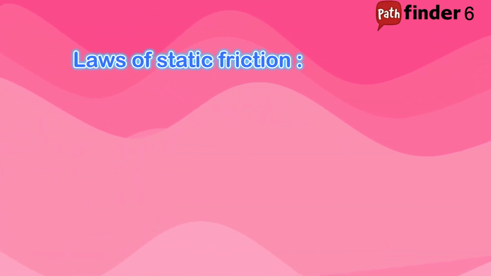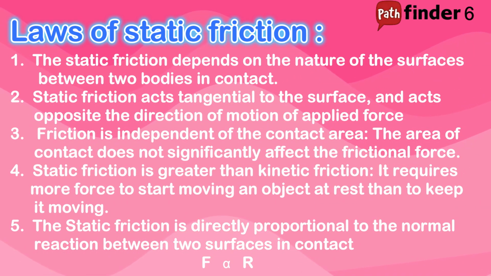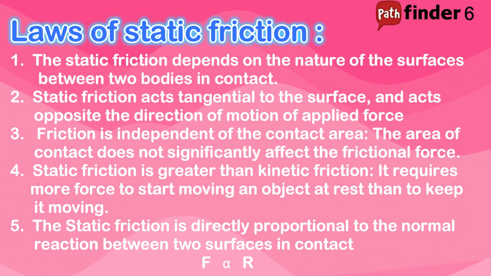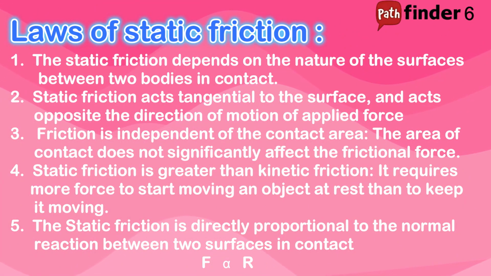Laws of static friction. 1. The static friction depends on the nature of the surfaces of the two bodies in contact. 2. Static friction acts tangential to the surface and acts opposite to the direction of motion of the applied force. 3. Friction is independent of the contact area. The area of contact does not significantly affect the frictional force. 4. Static friction is greater than kinetic friction. It requires more force to start moving an object at rest than to keep it moving.